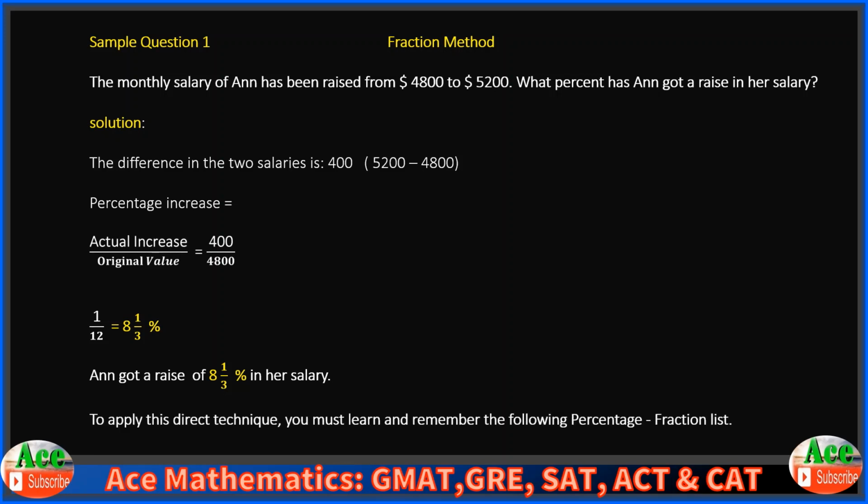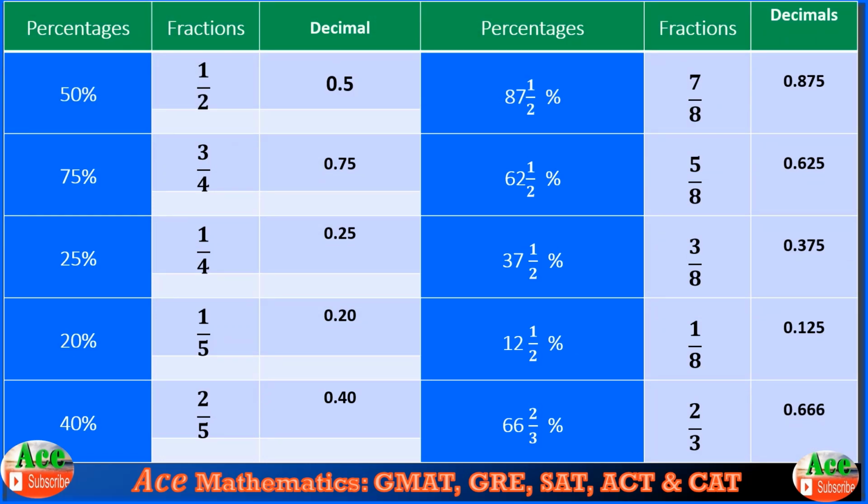To apply this direct technique, you must learn and remember the following percentage fraction list. 50% can be expressed as a fraction, 1/2, and as decimal, 0.5. 75% can be expressed as a fraction, 3/4, and as decimal, 0.75. 25% can be expressed as a fraction, 1/4, and as decimal, 0.25.